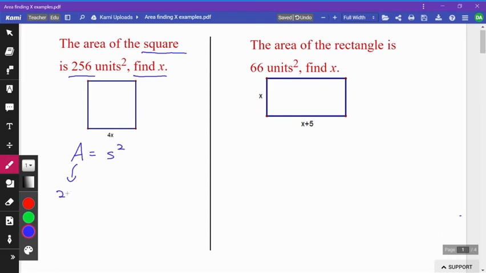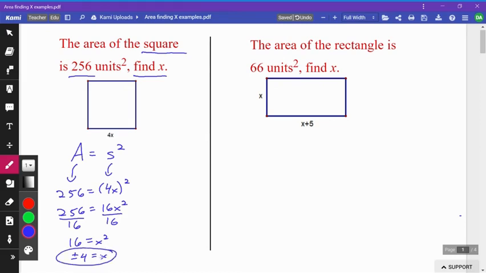The area is 256 and that equals the side, which is 4x the quantity squared. Once I get this equation, now it's just solving out for x. So I get 256 equals 16x squared. Divide by 16, I get 16 is going to equal x squared. So I get plus or minus 4 is going to equal x.